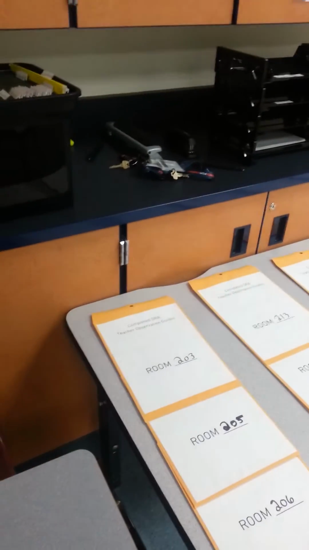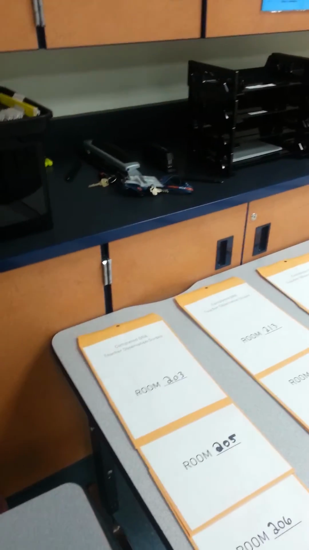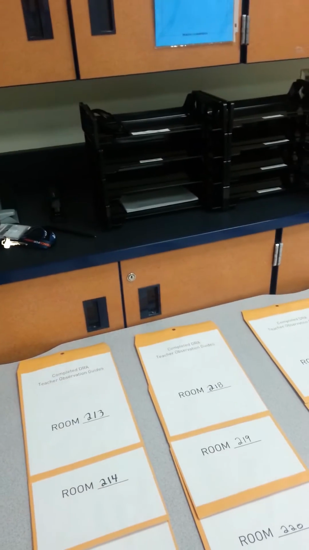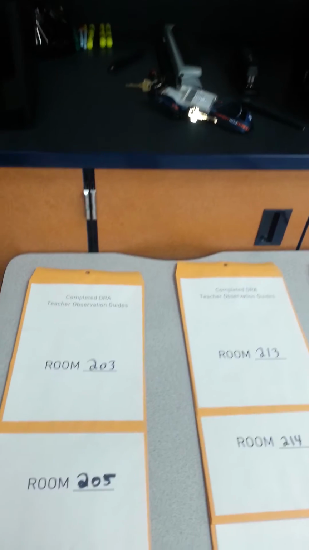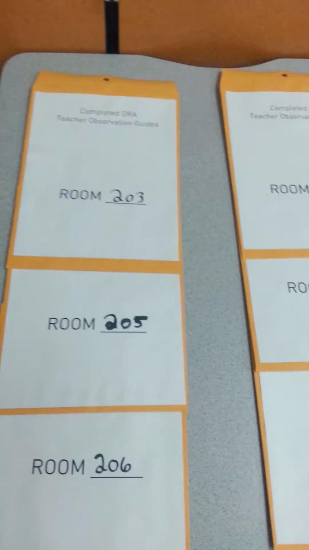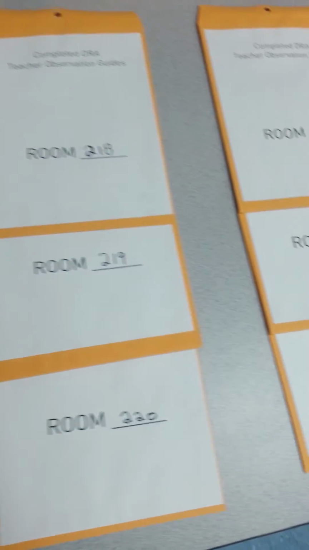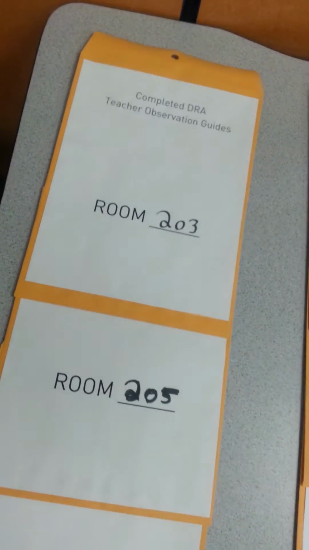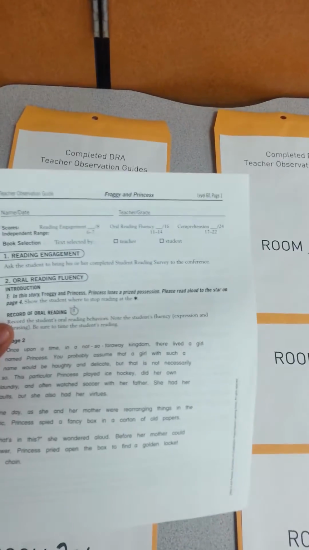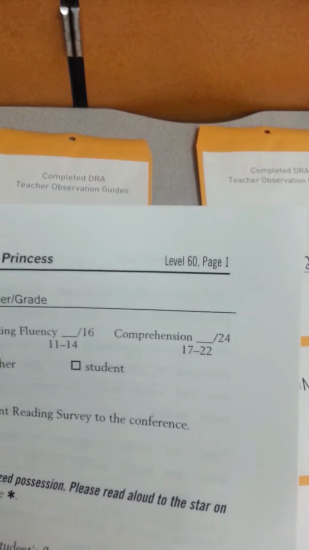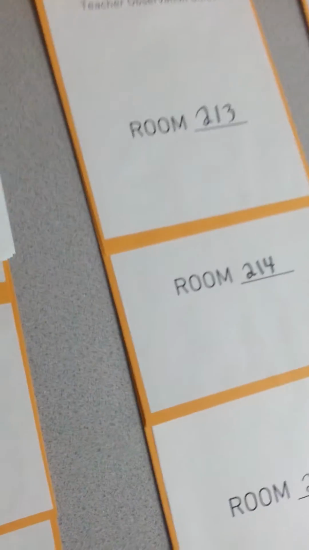Once we have finished testing our student, we will need to take the observation guide of that student's DRA level, whether that was the 40, 50, or 60, and place it into the classroom that correlates with our teaching. In this situation, we were classroom 203, so we would take our observation guide that was Froggy and Princess, since that's where the student scored, and place it inside that particular envelope.